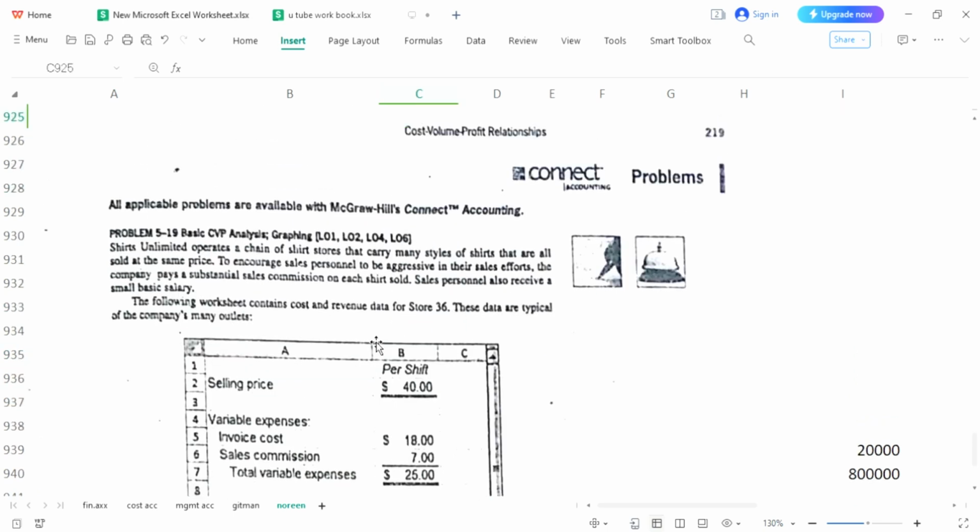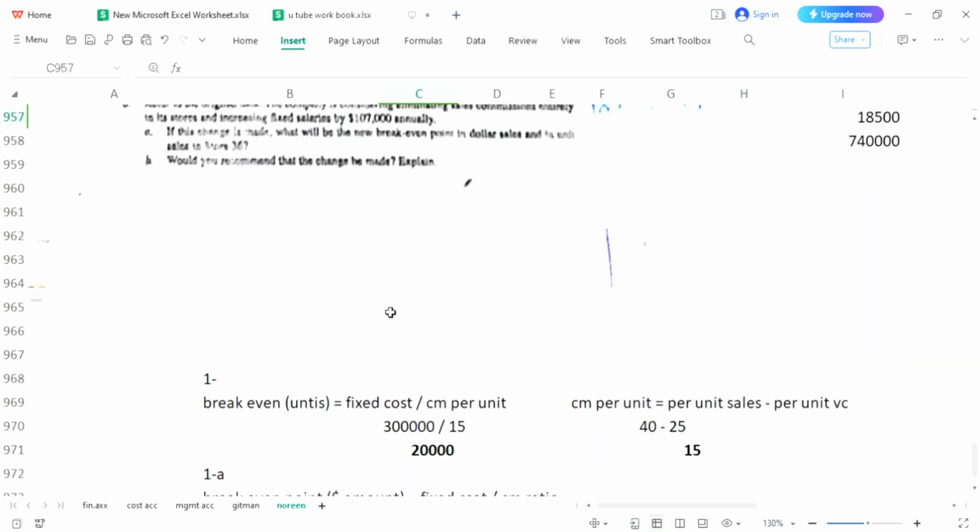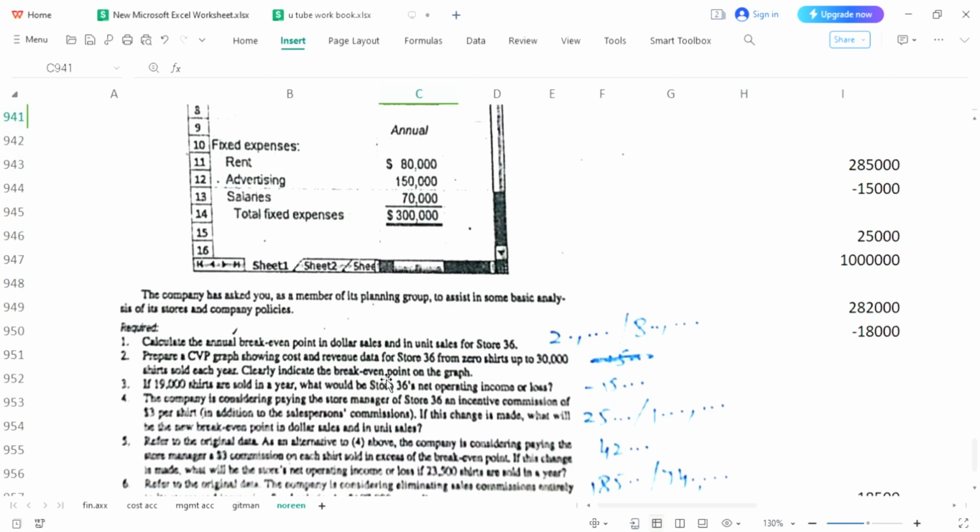Look, the revenue data for store 36. It's the store's name, so don't be confused with this 36. Okay. From 0 shirts up to 30,000 shirts sold each year, clearly indicate the break-even point on the graph. Remember, we have created our graphs in question number 2 and question number 3. Similarly, you will be making graphs for it, and I'm very hopeful that you do not need any help.